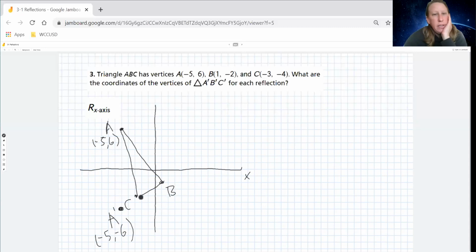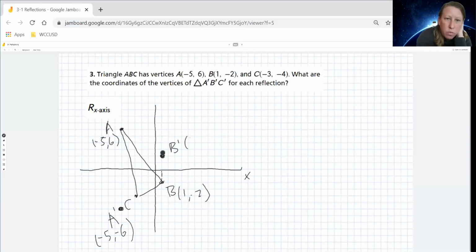All right, C, well, let's do B next. B, to get to the x-axis, is 2 units. So if I want to find the new B, I have to go 2 units across the other way. So the new B is going to be over here. So the old B was 1, -2. The new B is 1, +2. That's interesting.